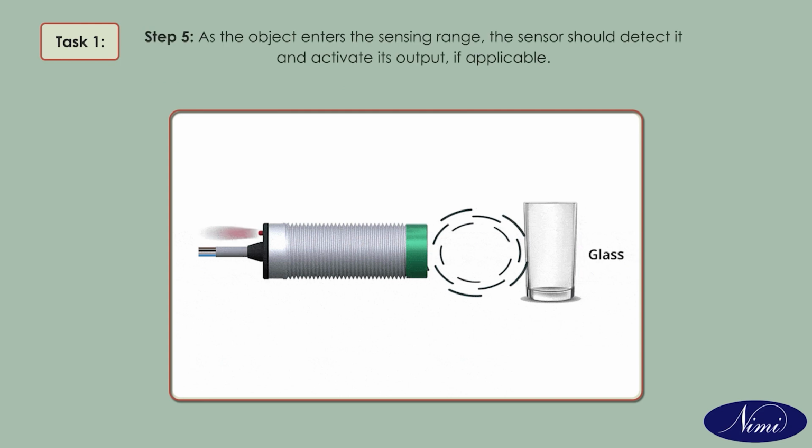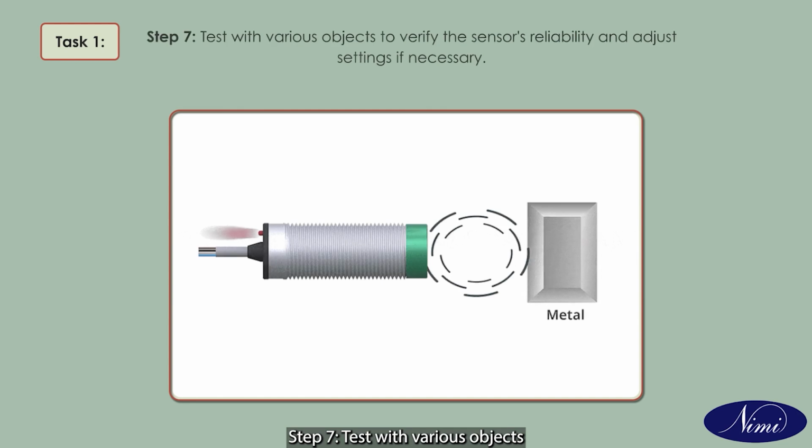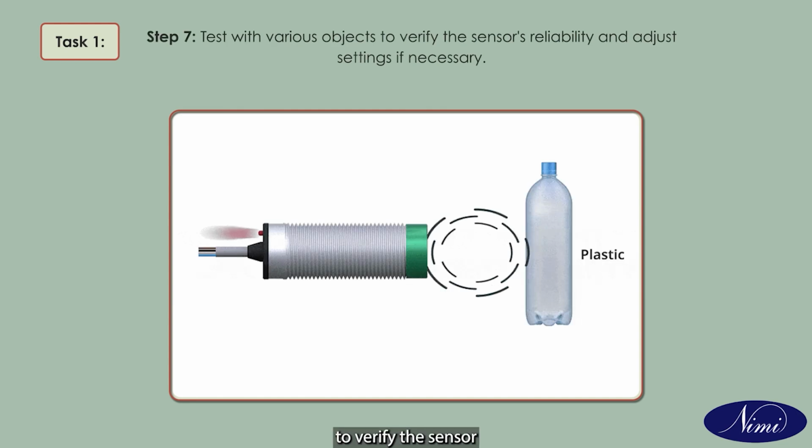Step 5. As the object enters the sensing range, the sensor should detect it and activate its output, if applicable. Step 6. Monitor the output signal or the behavior of the connected load to verify that the sensor is operating correctly. Step 7. Test with various objects to verify the sensor's reliability and adjust settings if necessary.